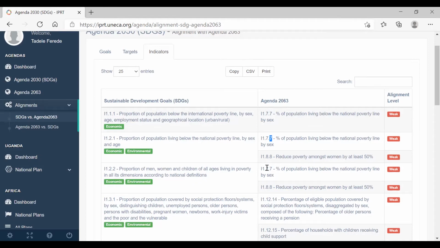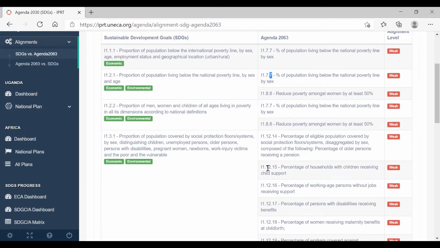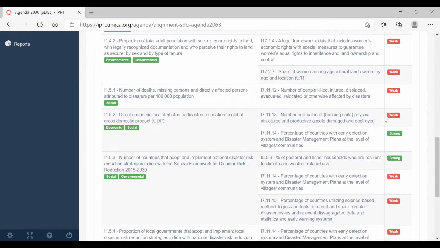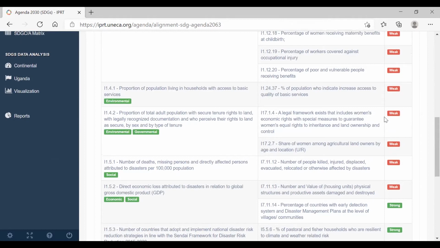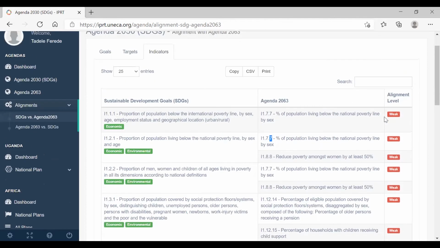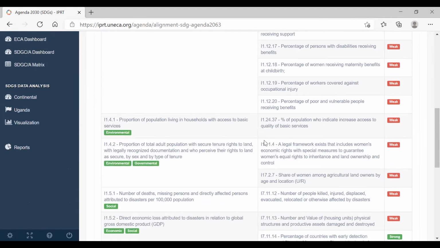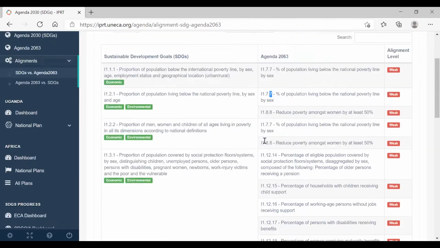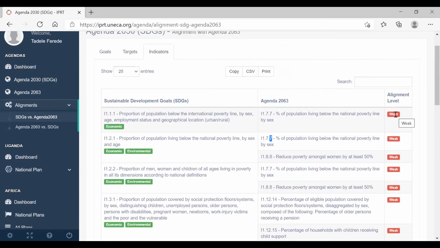You see now we are beginning to see more red than green as we move from goal level alignment to indicator level alignment, right? So the level of alignment gets weaker and weaker as one moves from a goal level alignment to a more detailed indicator level alignment. So you can go on indicator, for each target, and for each goal. This is what you call the alignment between SDGs and Agenda 2063.